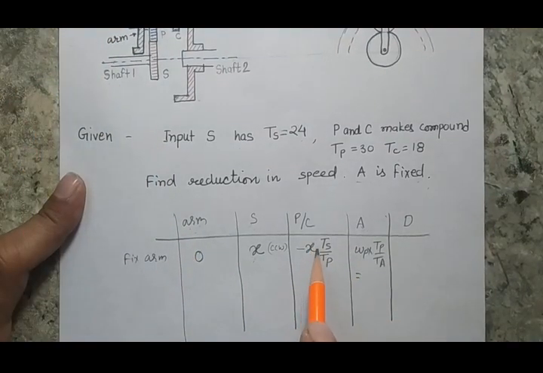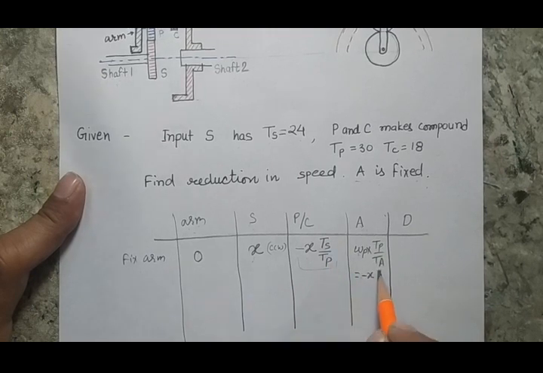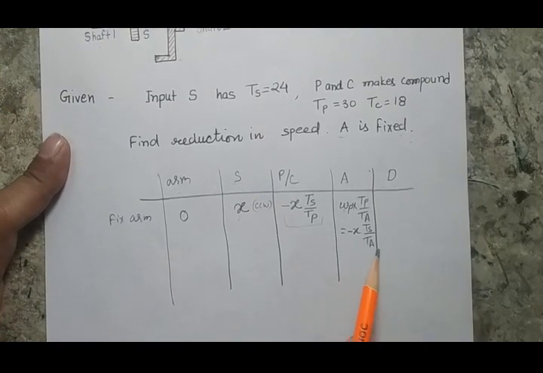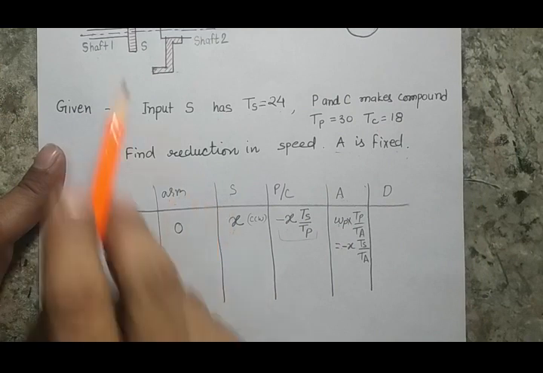So if I solve this, I will get that this is ultimately coming out, when I put this value, because this is the rotation of P which is here. So when I put this value here, the TP will be cancelled out and I will get minus X, and that TS by TA. So this is the rotation of gear A if I am giving an input X to my gear S.